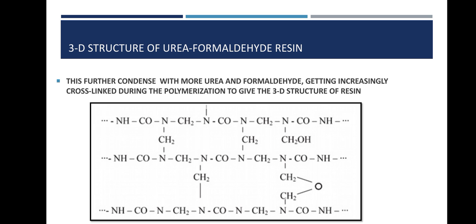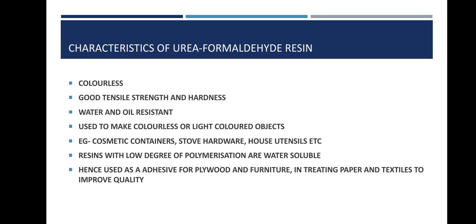Okay, as the last topic, let's discuss the characteristics of urea formaldehyde resins. The first property is that it is colorless, has good tensile strength, and is hard. It is water resistant as well as oil resistant, and it is used to make colorless or light colored objects, for example cosmetic containers, stove hardware, house utensils, etc.